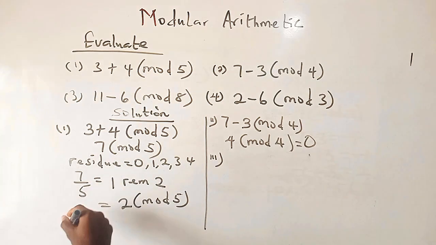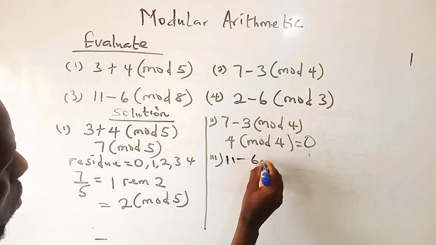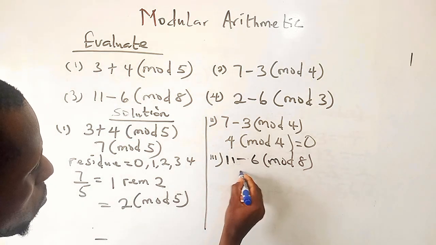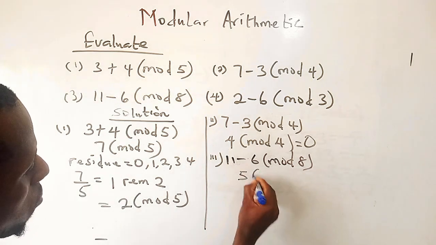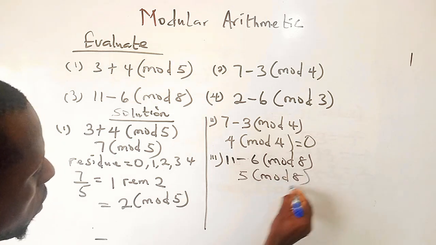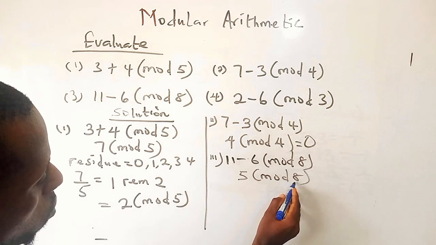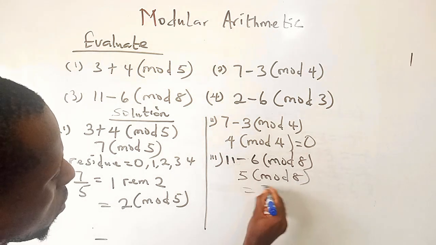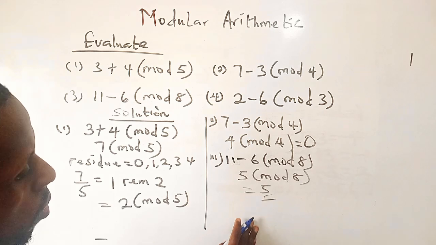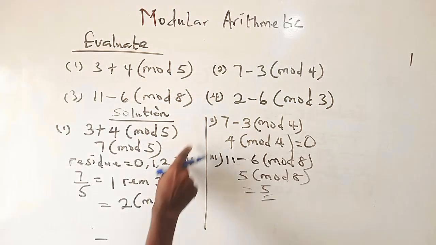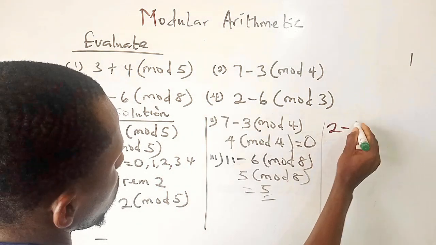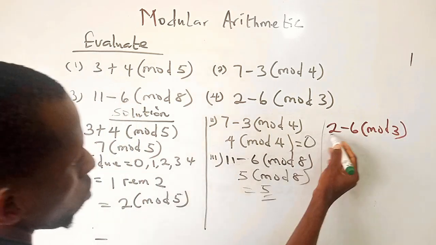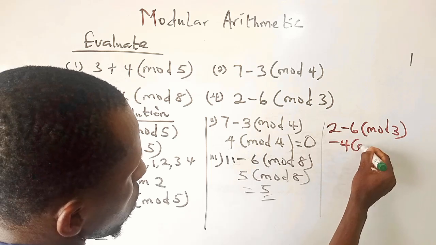For the third question, we have 11 minus 6 in mod 8. 11 minus 6 is 5, so 5 mod 8. The integer is less than the modular number, so your answer is the integer, which is 5. For the fourth one, we have 2 minus 6 mod 3. 2 minus 6 is minus 4 in mod 3.